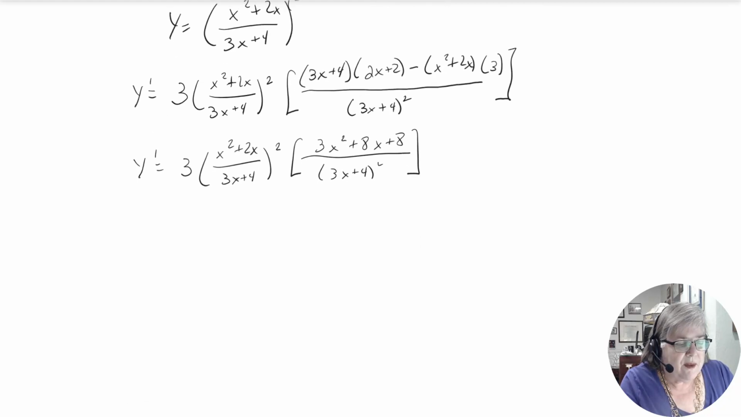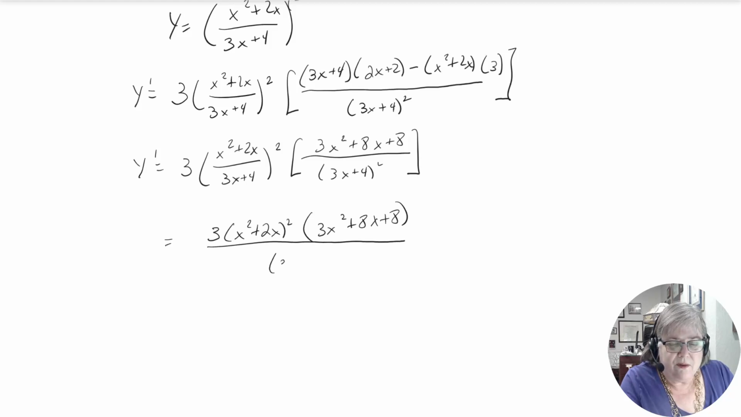Now, then we can kind of combine these, and we would have our 3 times our x squared plus 2x squared, 3x squared plus 8x plus 8 over 3x plus 4. But do you see how this 3x plus 4 down here is squared? Right there. It doesn't look like a square. Squared. Okay. And this square applies to here. So it's kind of a hard to find square. So this is to the fourth.